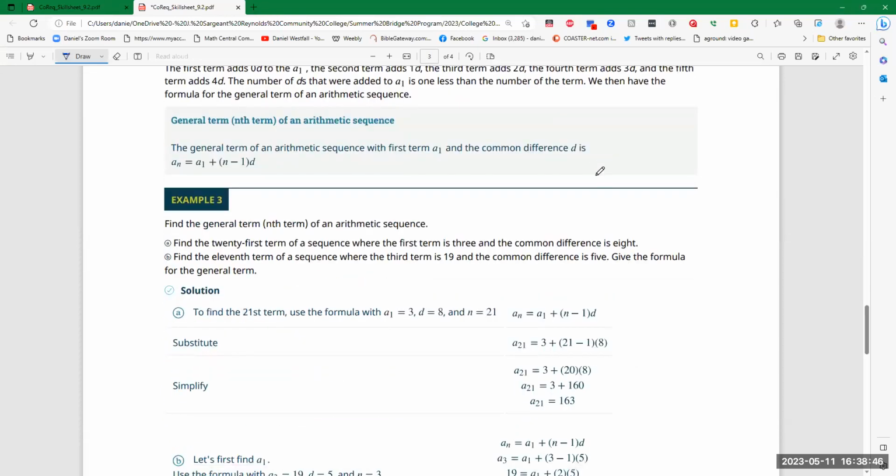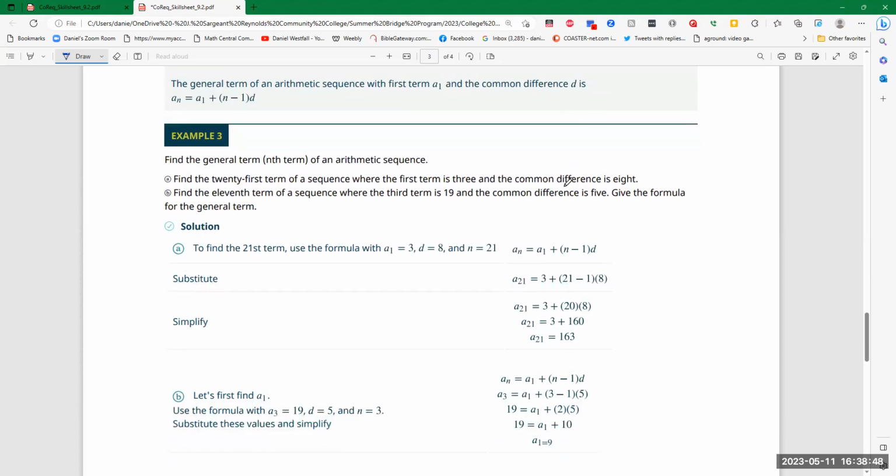So let's go ahead and find the 21st term of a sequence whose first term is 3 and the common difference is 8. So we're going to change those words into our symbols here. The a_1, my first term, is 3. My common difference is 8. And I want to find, when n equals 21, the 21st term. So a_21 is going to be equal to 3 plus, and then in parentheses, 21 minus 1 times 8.